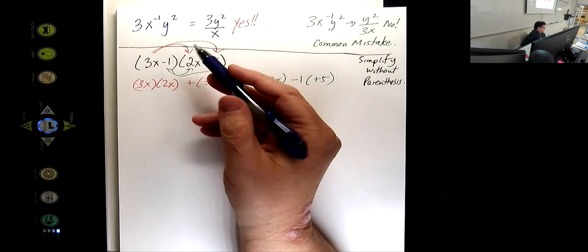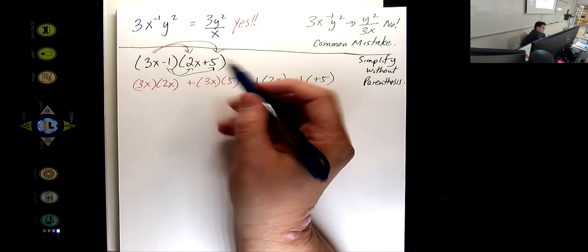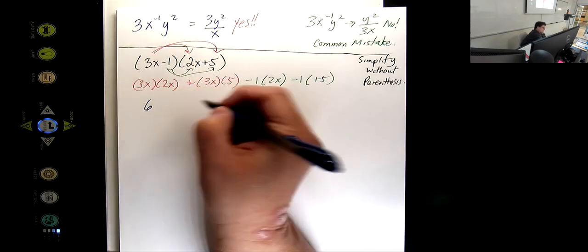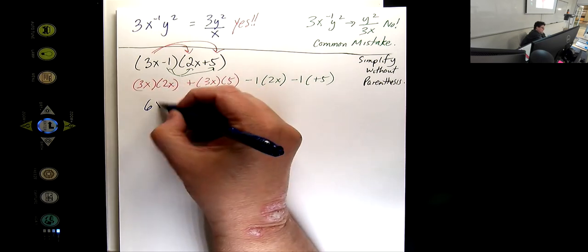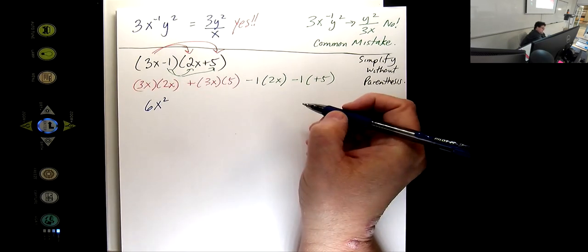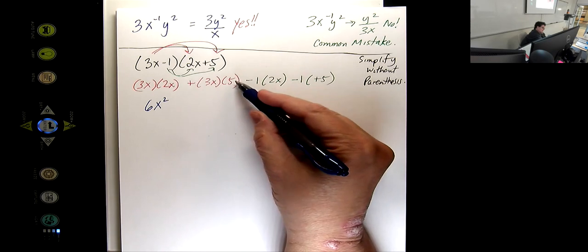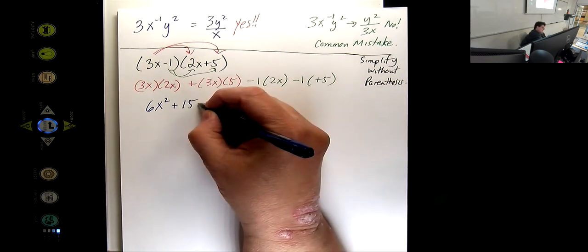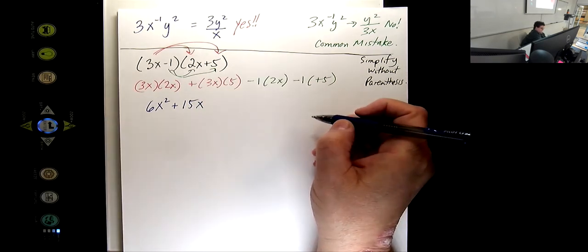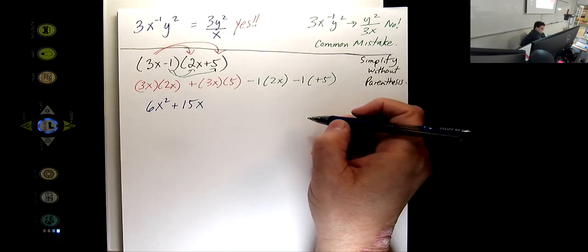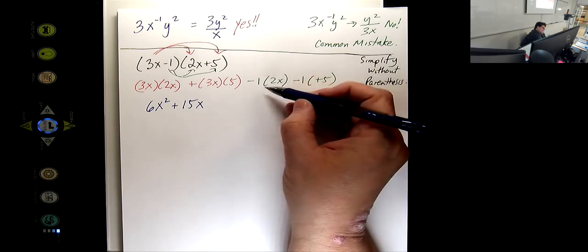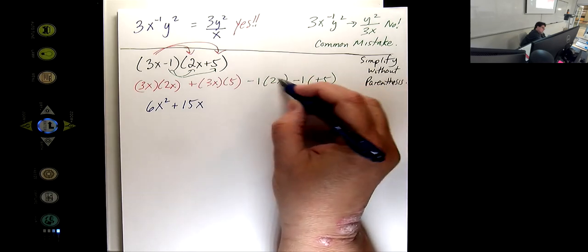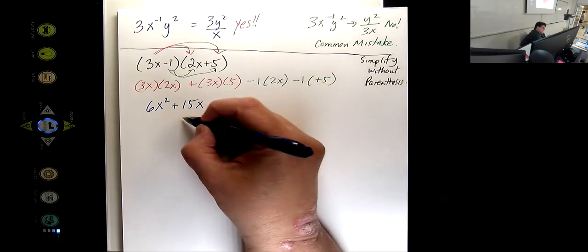Doing the stuff we were just doing with the polynomials, we multiply the 3 and 2 together, and we get 6. x times x is x squared. And then I'll do that with the 3x times the 5. We multiply the 3 and the 5 because those are numbers, and we still have an x there. And I could do the same thing with these. -1 times 2x. -1 times 2 is -2, and then I have x.